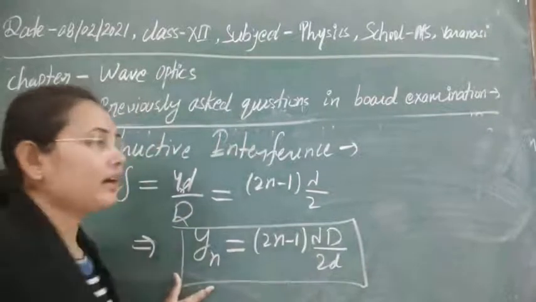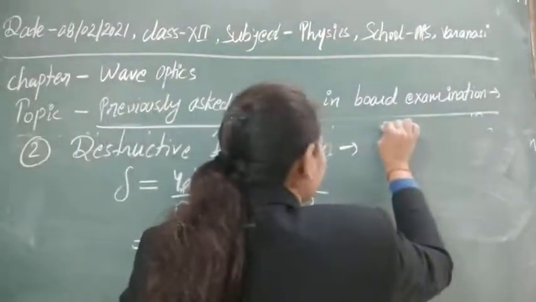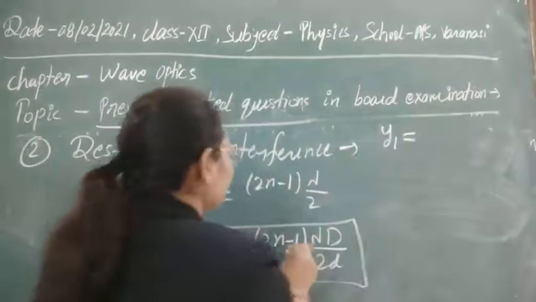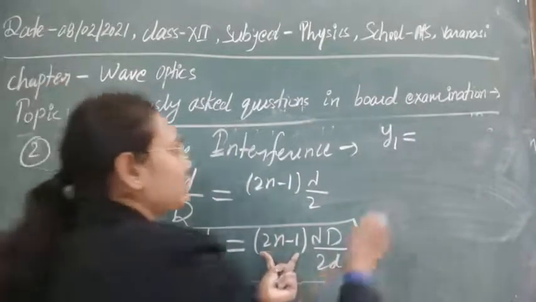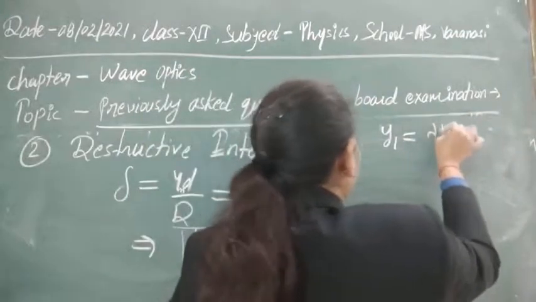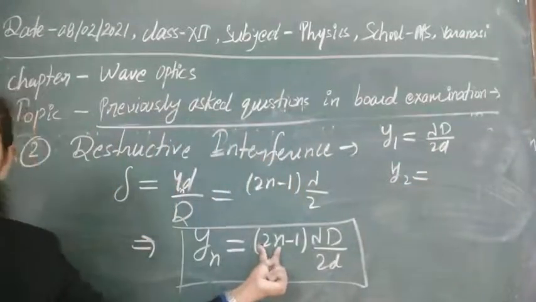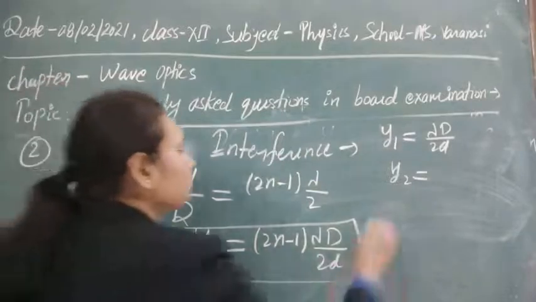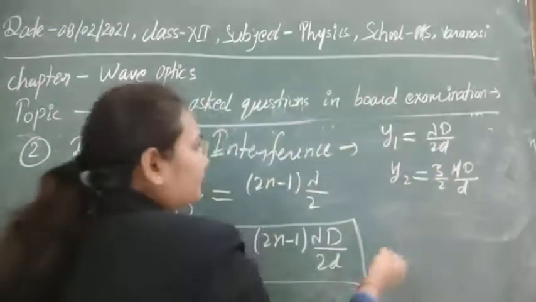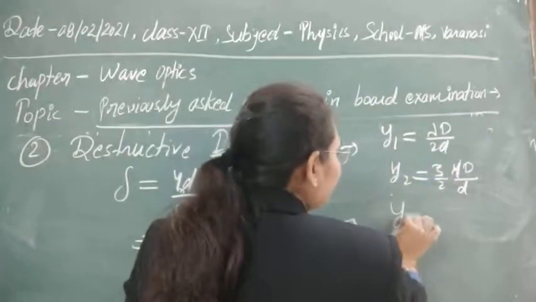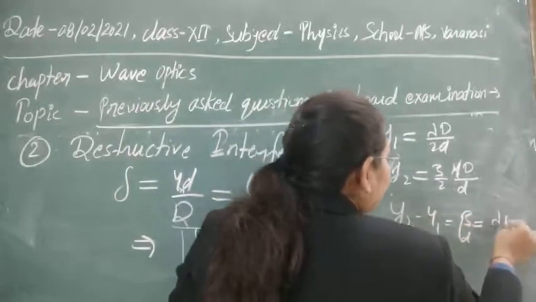In this way you can again find the fringe width. If we put n equal to 1, y1 will be (2 minus 1) lambda D upon 2d. If we put n equal to 2 to find y2, that will be (4 minus 1), that is 3 lambda D by 2d. Taking the difference between these two, y2 minus y1 is equal to the fringe width beta for dark fringes, which is again equal to lambda D by d.